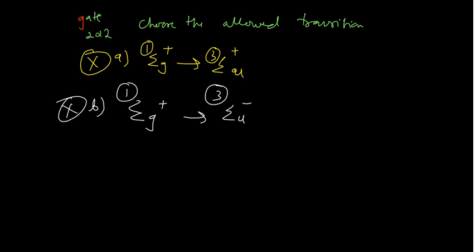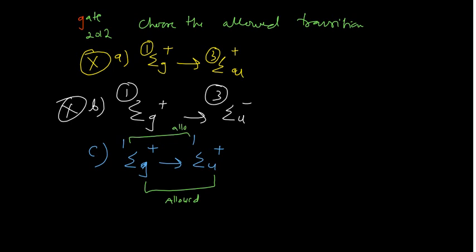Then option C is given here: sigma g with plus sign and 1, and the transition is happening from sigma u plus 1. You see here, guys, it is parity allowed, so you can write allowed here, and it is also spin allowed. There is no problem in that. If you calculate lambda, that means 0 minus 0 equals 0, and for sigma to sigma this is also allowed, and positive to positive is also allowed. So this looks like the correct answer.